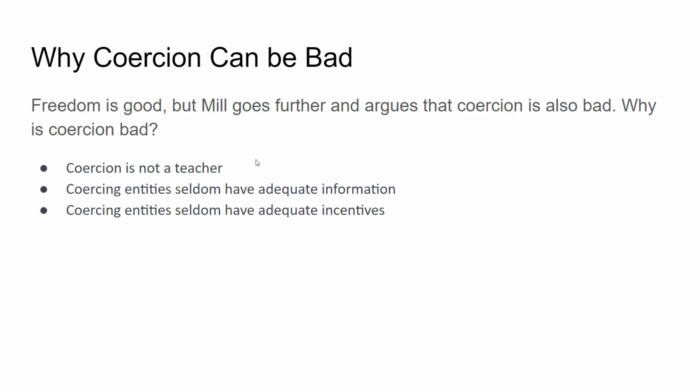Well, Mill gives us 3 reasons why we should have a bias against coercion. It's not that we should never coerce. Mill is not an anarchist. He's a liberal, right? He thinks that people can be restrained from harming one another and should be restrained from harming one another. But he also notes that coercion, at least on its face, has some bad aspects, right? All else being equal, we should try to avoid coercion.